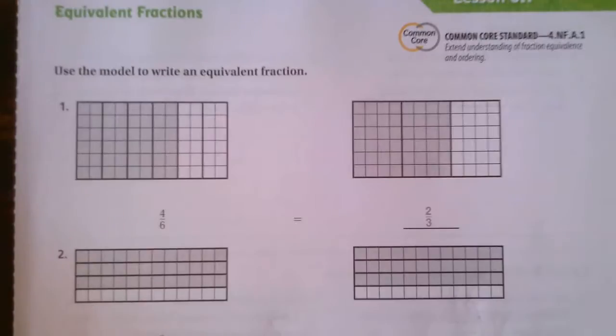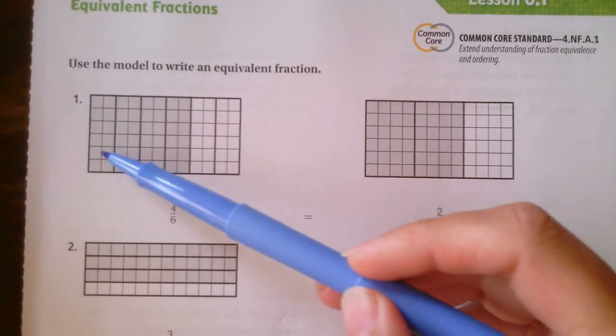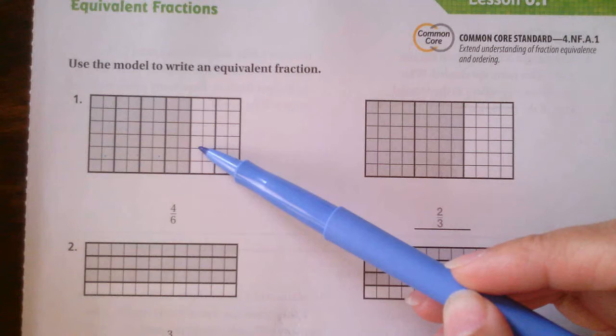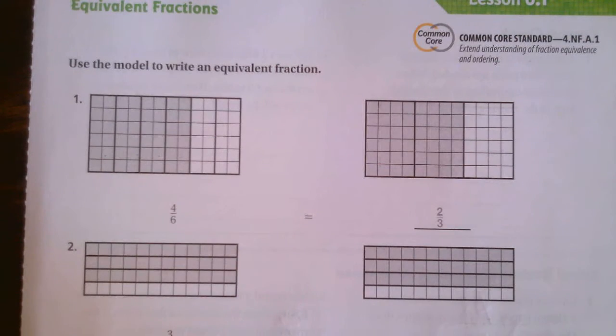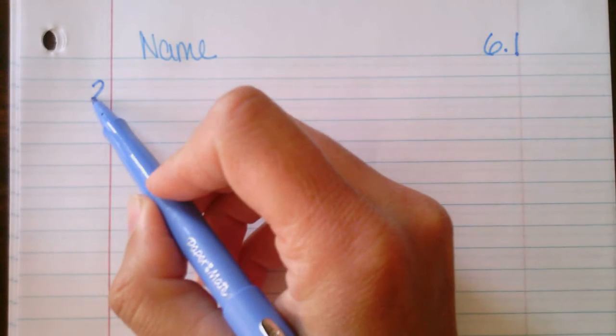So if you look at this top picture, it shows that we have 1, 2, 3, 4 out of 1, 2, 3, 4, 5, 6 pieces shaded in. So then they said that 4/6 is equal to 2/3. So let's go ahead and start on number 2. Actually, first we need to write our name along with our 6.1, please. So we're going to number 2.